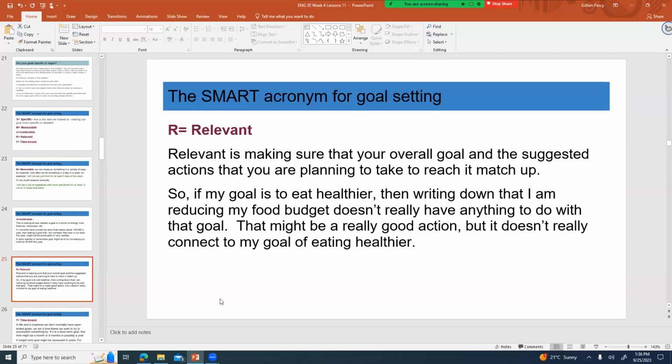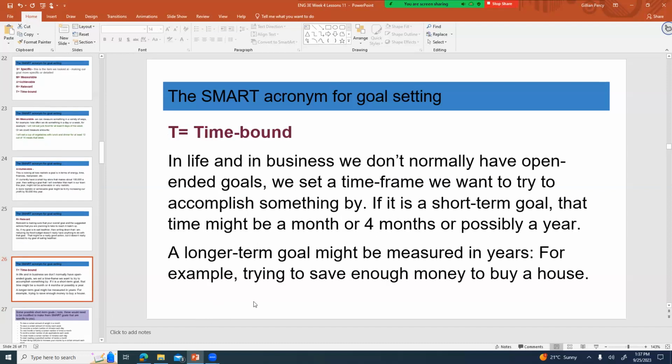Relevant. Relevant is making sure that your overall goal and the suggested actions that you're planning to take to reach it match up with each other. So if my goal is to eat healthier, then writing down that I'm reducing my food budget doesn't really have anything to do with that goal. It might be a really good action to take, but it doesn't connect to my goal of eating healthier. So I need to go back to the drawing board and make sure my goal matches what I'm trying to do.